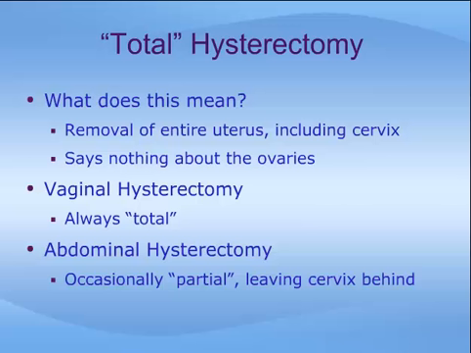The term total is not commonly used for vaginal hysterectomy. This is because it is extremely uncommon to do a vaginal hysterectomy and not remove the cervix. On the contrary, occasionally during an abdominal hysterectomy, the cervix is left behind, and some will refer to this as a partial hysterectomy. This will be discussed in a separate module.